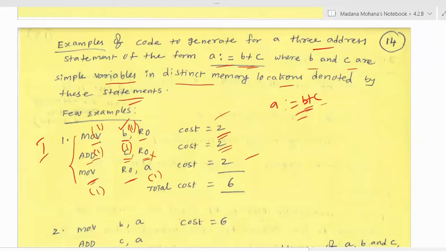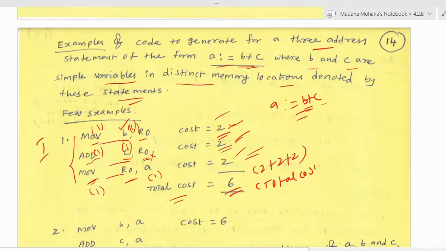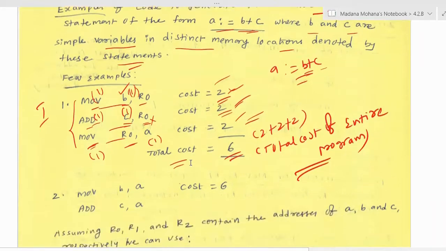So for every instruction, line-wise costs are obtained. Then the cost of the entire program, the total cost, you can get by adding the individual costs. Now you can see here 2 plus 2 plus 2, so 6. This is the total cost of the entire program. Like that you can find out the cost of the program by finding individual instruction costs. The same code can be represented in a simpler form.